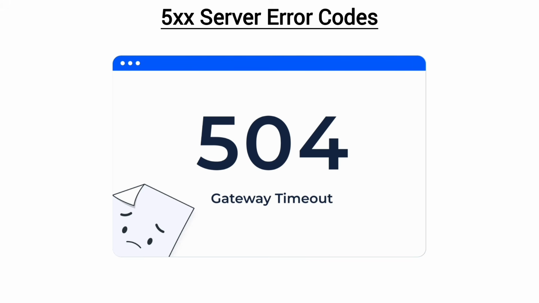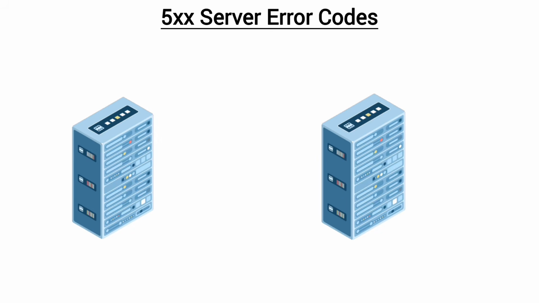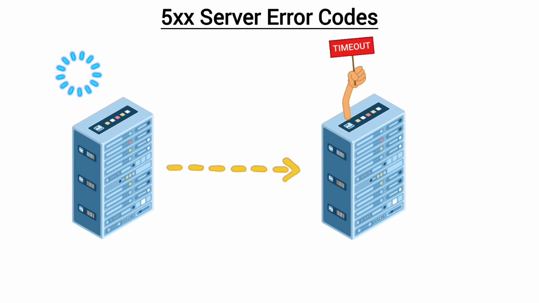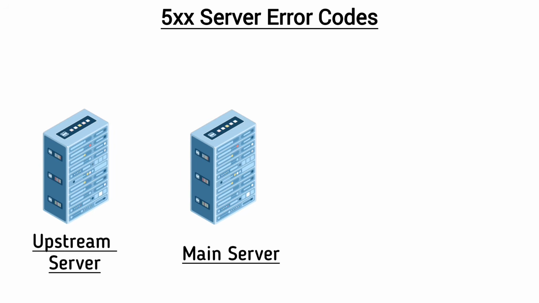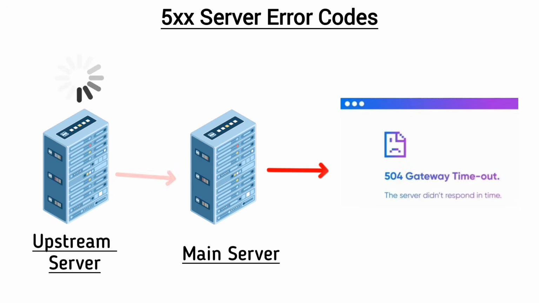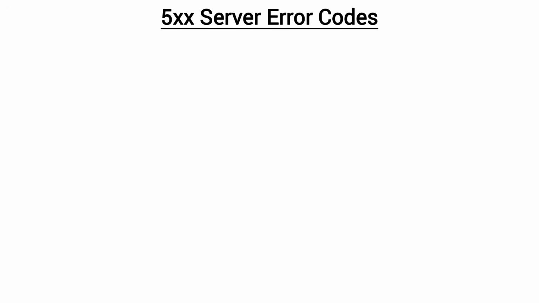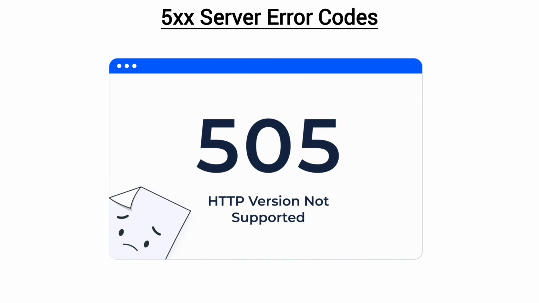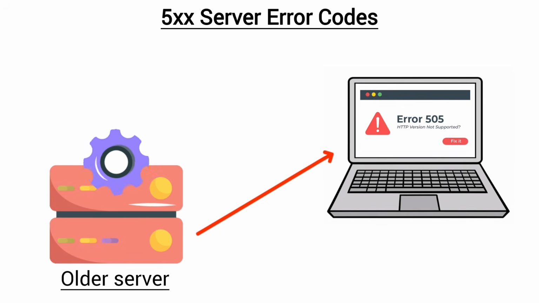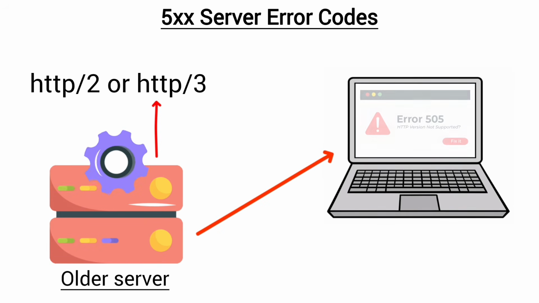Code 504 means gateway timeout. This error occurs when one server waits too long for a response from another one and times out. For example, if a database or backend service takes too long to reply, the main server stops waiting and sends a 504 error to your browser. 505 means HTTP version not supported. It's rare today, but can appear if older servers can't understand newer HTTP versions like HTTP 2 or HTTP 3.